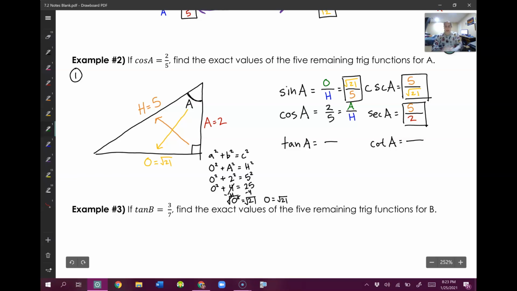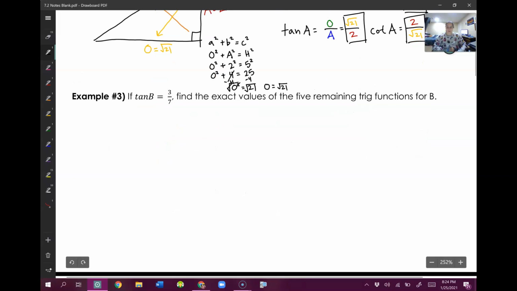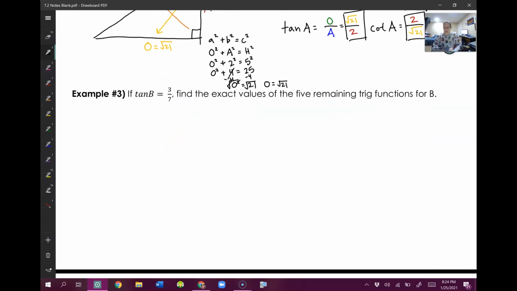Okay, next, tangent, SOHCAHTOA. So that's going to be opposite over adjacent. Well, my opposite side is square root of 21, and my adjacent side is 2. So there we go. And cotangent is paired with tangent, so we just take the tangent and we flip it. So instead of square root of 21 over 2, it's going to be 2 over the square root of 21. And there we go.